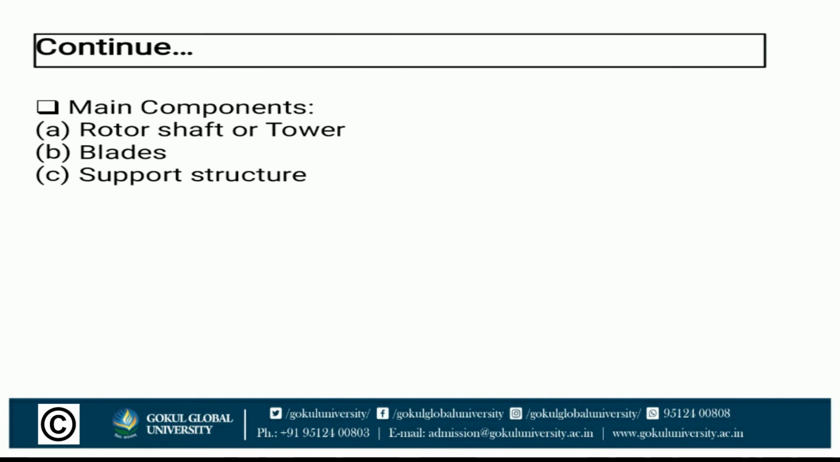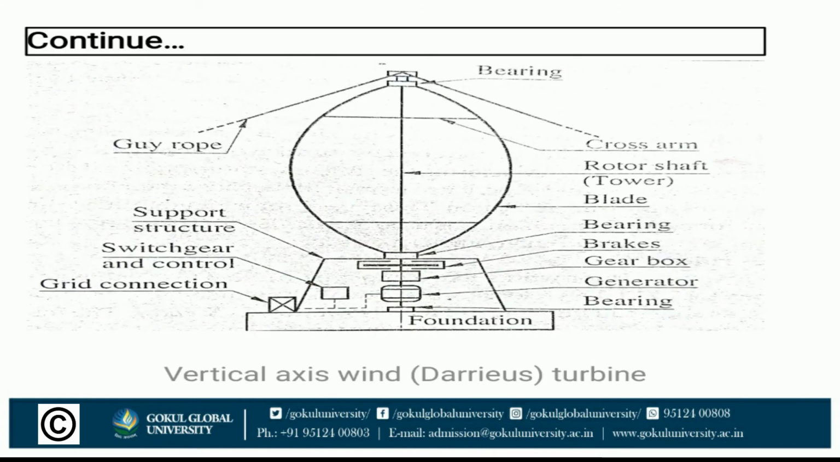And last one, support structure. The support structure is provided at the ground to support the weight of the rotor. Generator, gearbox, brakes, controls, and electrical switchgear are housed within the structure. Guy ropes are attached to the top for support.